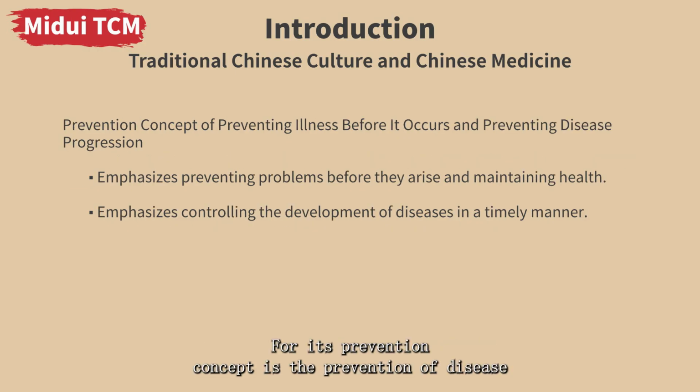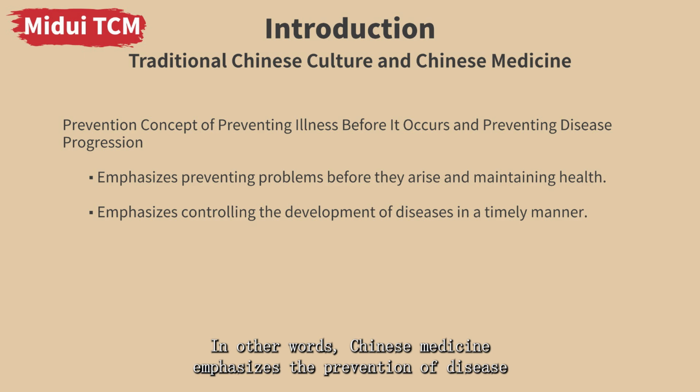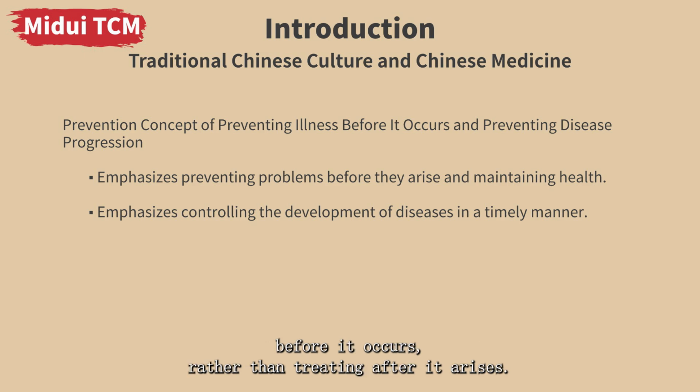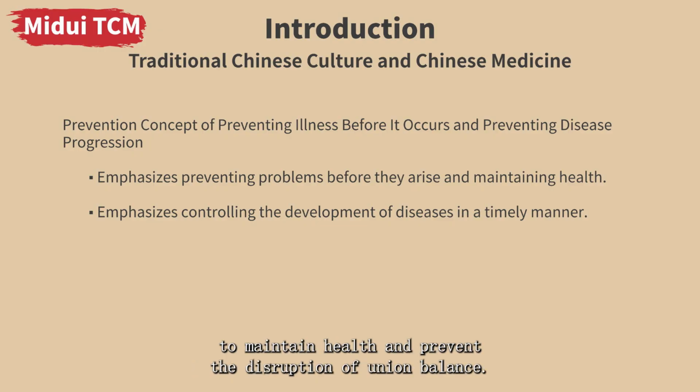Fourth, its prevention concept is the prevention of disease before its onset and the prevention of deterioration once ill. In other words, Chinese medicine emphasizes the prevention of disease before it occurs rather than treating it after it arises. Specifically, even in a state of yin-yang balance, Chinese medicine emphasizes the importance of taking precautions to maintain health and prevent the disruption of yin-yang balance.